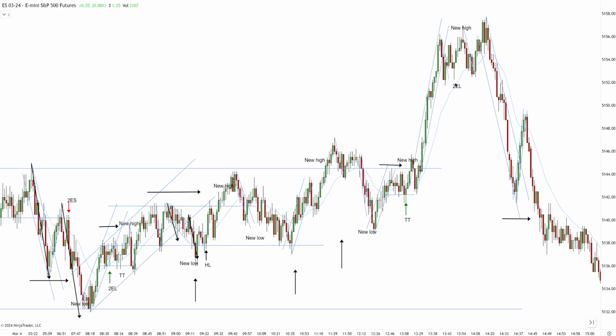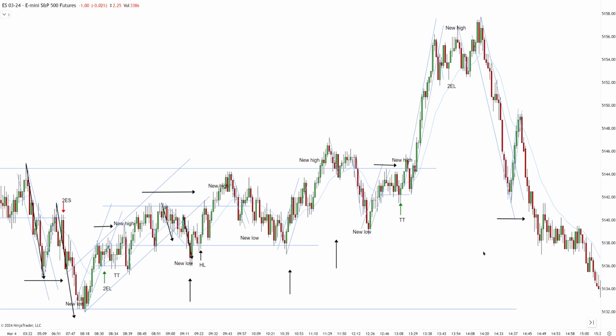This would have been a textbook second entry long at the EMA. Shame we didn't get the second entry short here. Bullish imbalance needed to break off the trend range and a brand new channel established. We took it all back basically to close the day, but you really want to make sure you're not gambling.